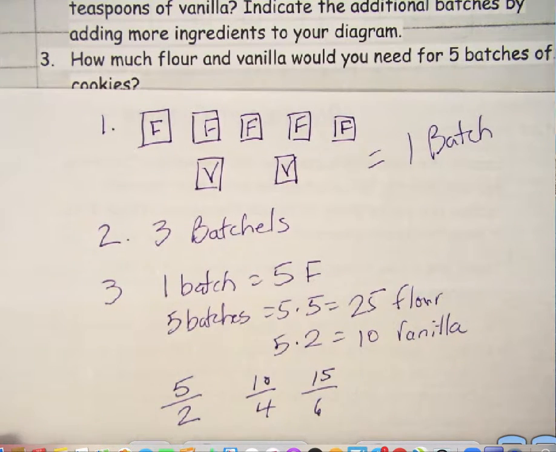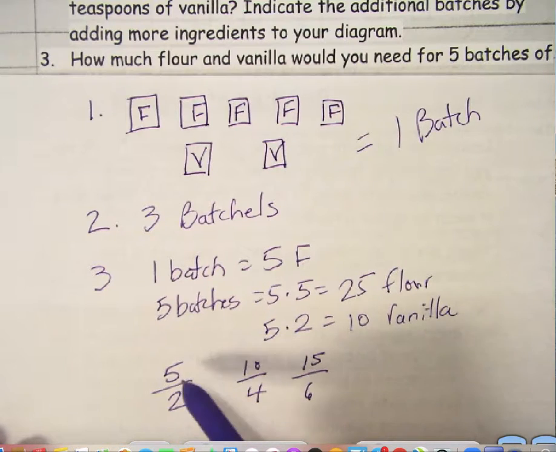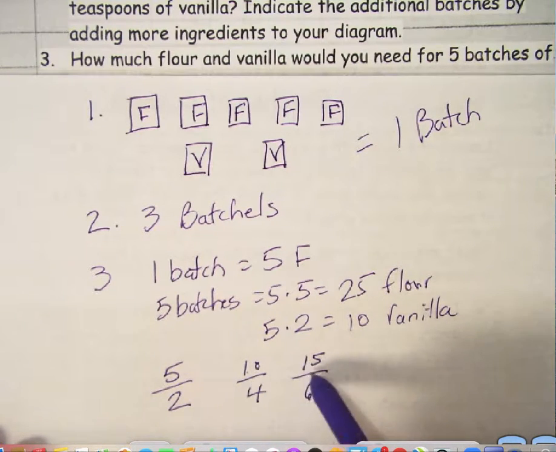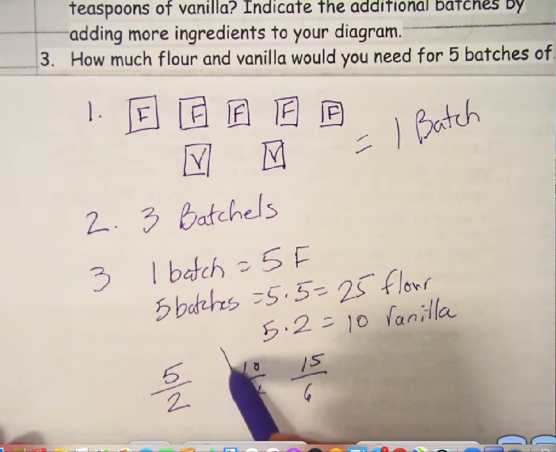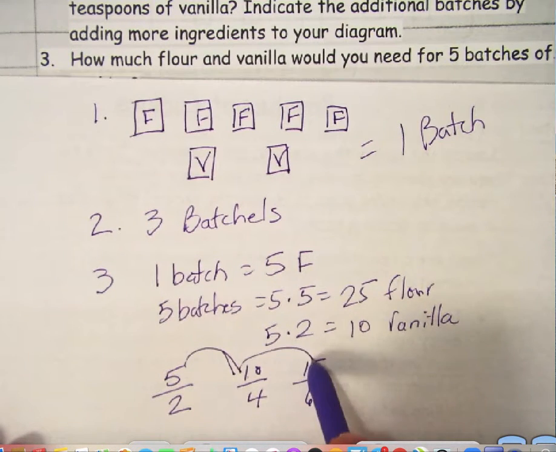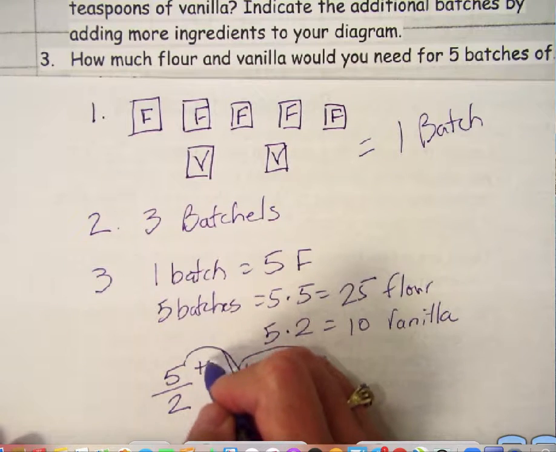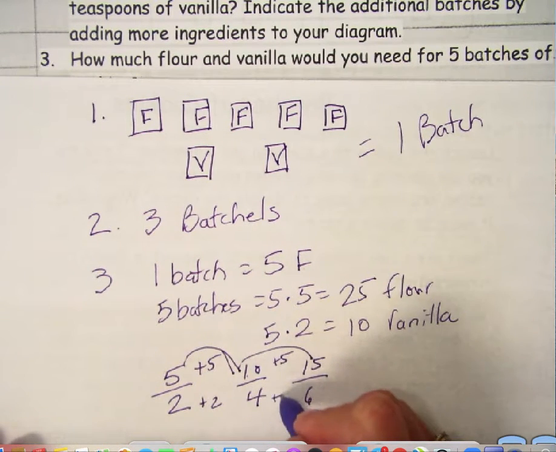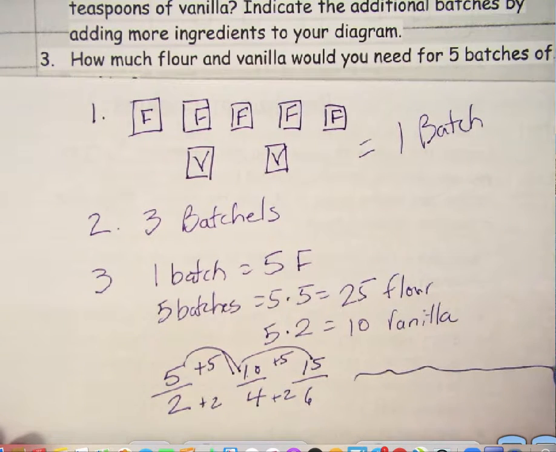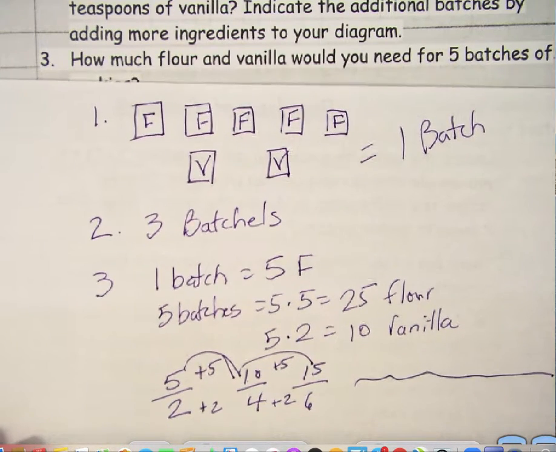Now remember when we were doing those fluency facts earlier, and I said the numerator is increasing by 1, the denominator was increasing by 2. This time, how much is the numerator increasing by? Well, it's plus 5 each time. And the denominator is plus 2 each time. So I could extend this pattern on out if I needed to.